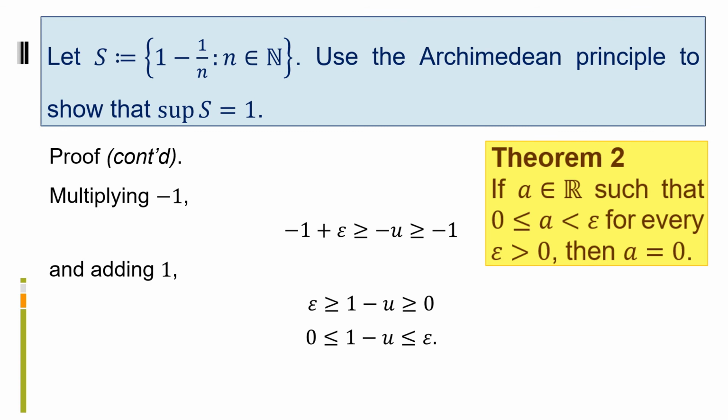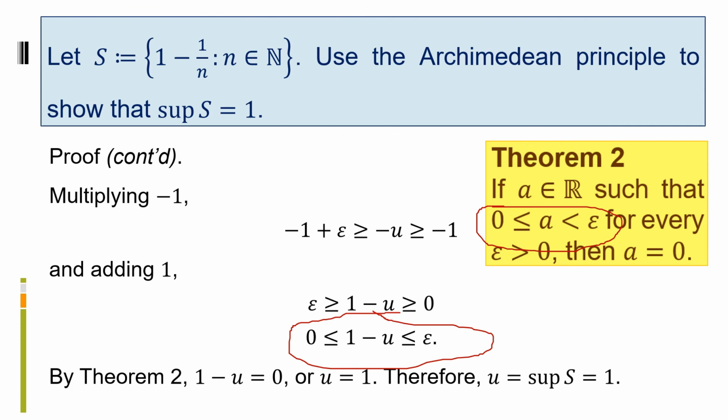Balikan natin yung theorem natin kanina. We can see that etong part na to, parehas na sila ng form. Then, pwede na natin gamitin yung theorem 2. By theorem 2 now, 1 minus u is equal to 0 or u is equal to 1. Therefore, u na supremum ng S natin is indeed equal to 1.